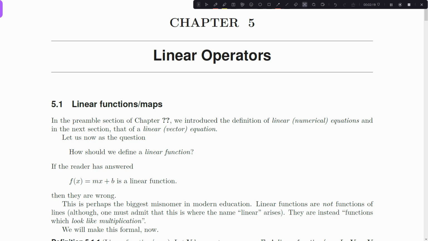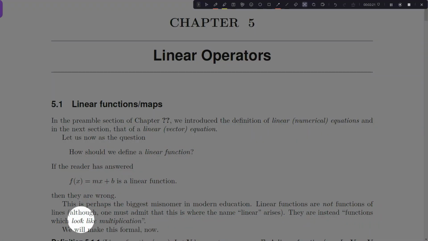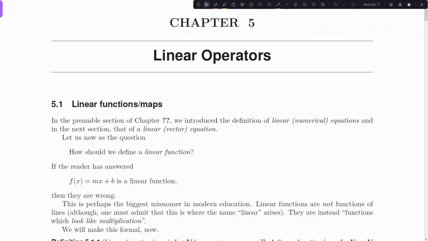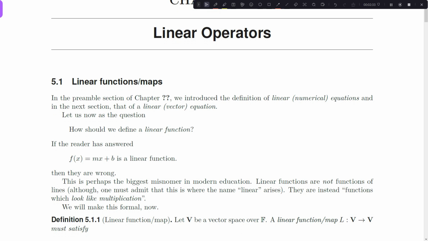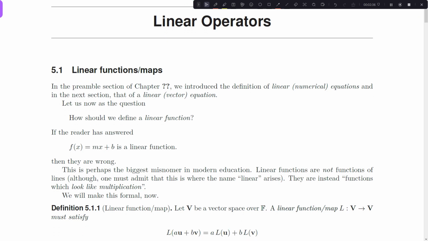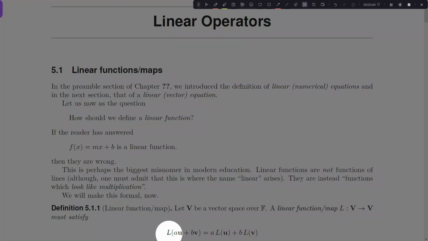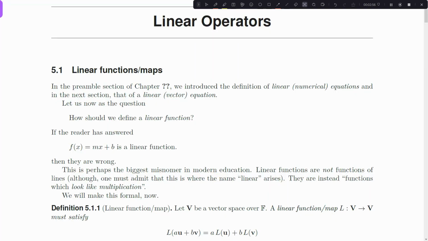And it's because linear functions are the functions which, quote, look like multiplication, is what I think in my head. So if the function just looks like multiplication by m, that's what we define as a linear function. And we can make it a little bit more formal with the following definition. So a linear function or map over a vector space necessarily satisfies the following properties: that the linear map over the vectors au plus bv, where a and b are scalars and u and v are vectors, necessarily must distribute, and it must commute. So I'll say that right here.